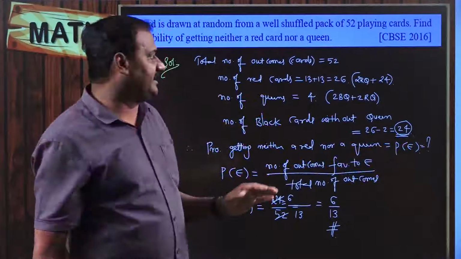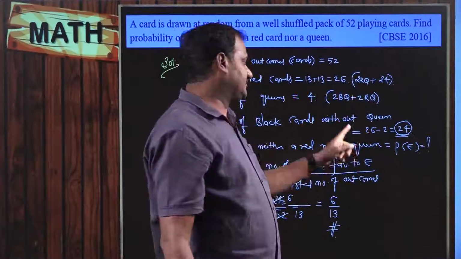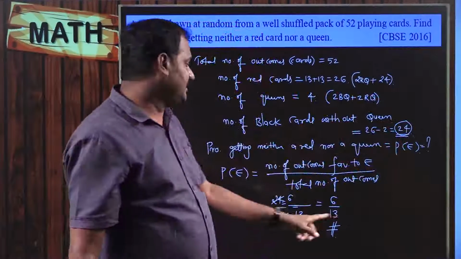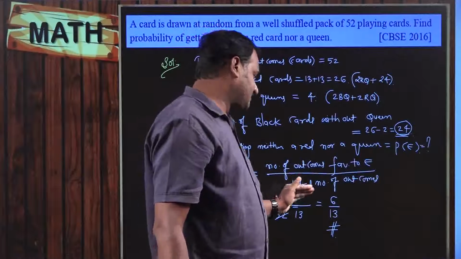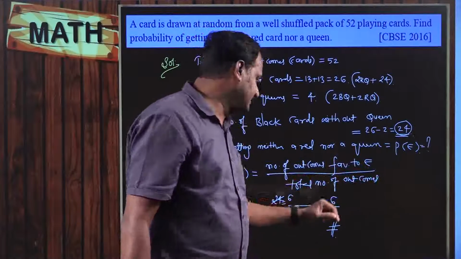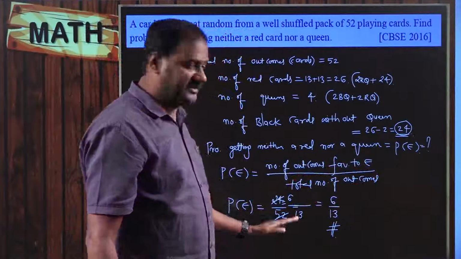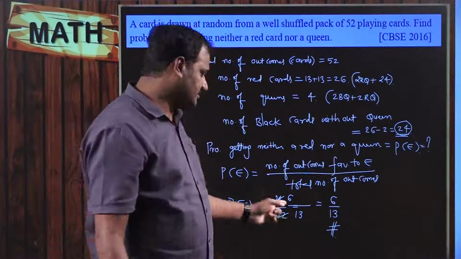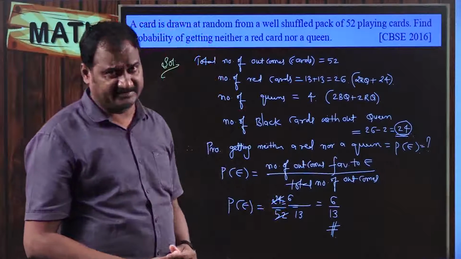Then out of 26 black cards, 2 queens will be there, so the remaining 24 black cards are neither red nor a queen. So the probability is the number of favorable outcomes divided by the total number of outcomes, equal to 24 divided by 52. Both can be cancelled by 4. 4 sixes are 24 and 4 thirteens are 52. So 6 by 13 is the probability of getting this event, right?